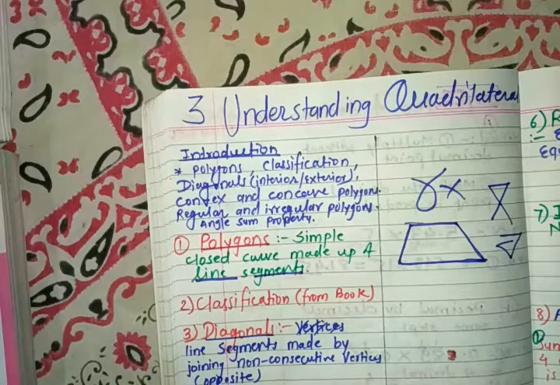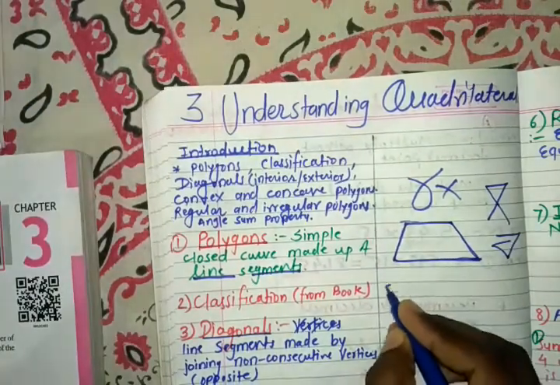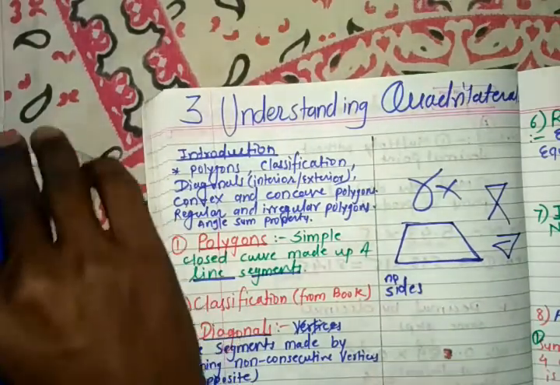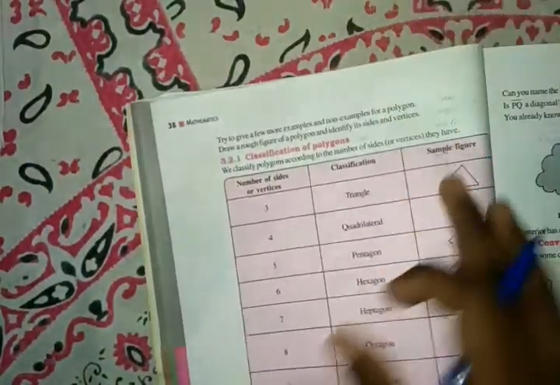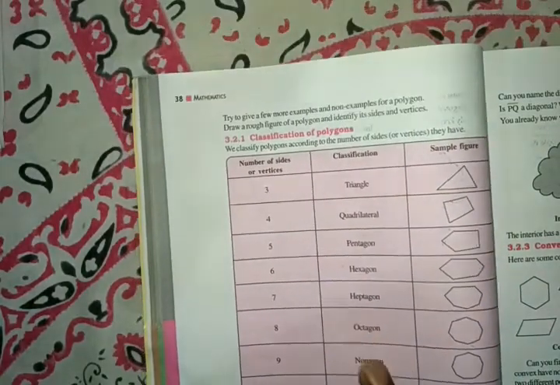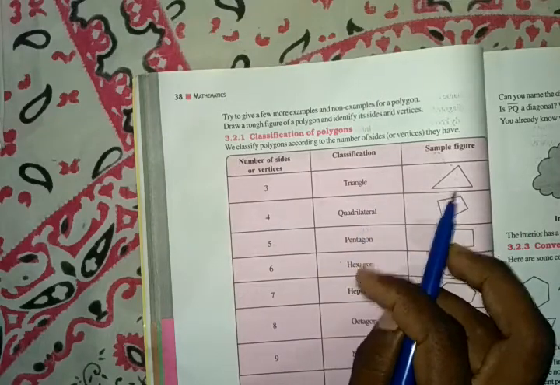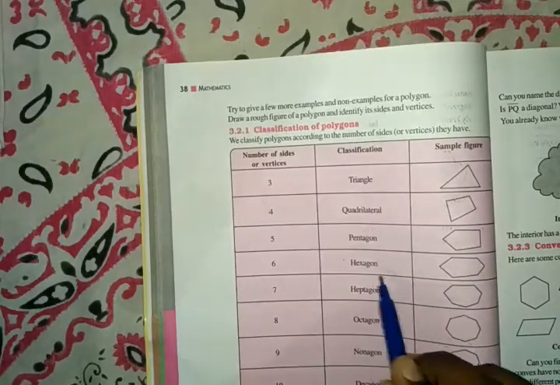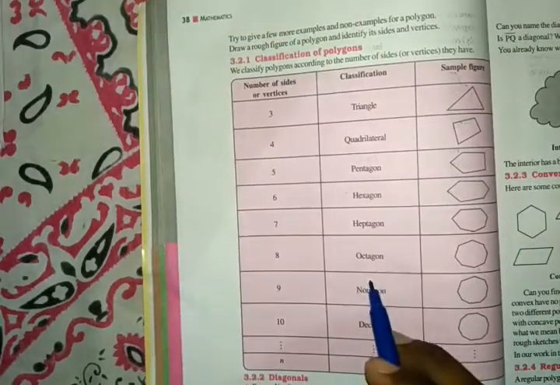Now, according to the classification of polygons, polygons are classified on the basis of the number of sides. You already heard the names, and the table we will refer from the textbook. 3 sides, the polygon is a triangle. 4 sides, it is a quadrilateral. 5 sides, a pentagon. 6 sides, hexagon. 7 sides, heptagon. 8 sides, octagon.